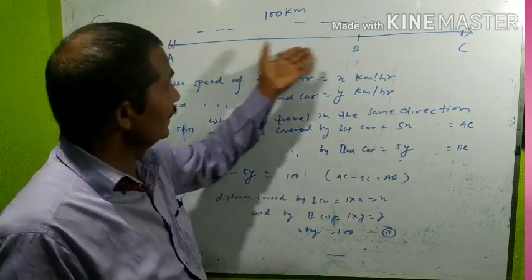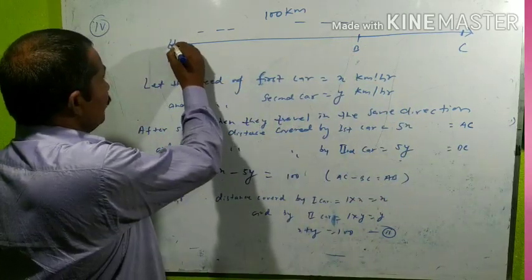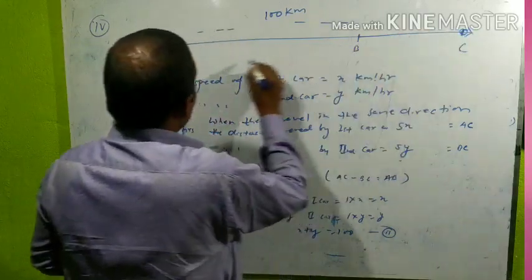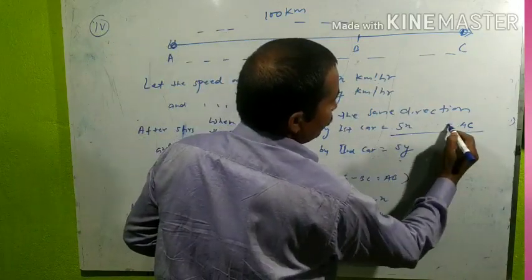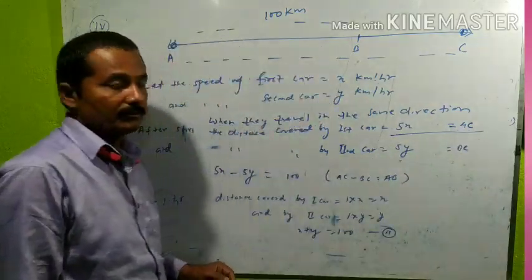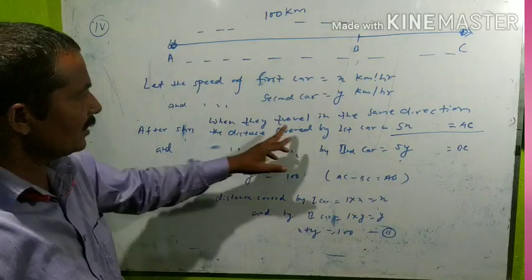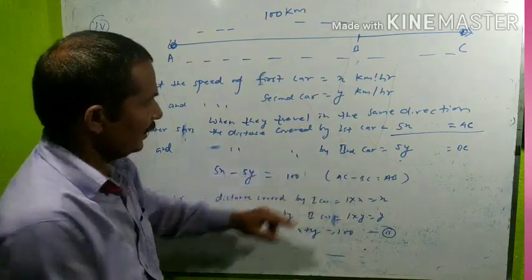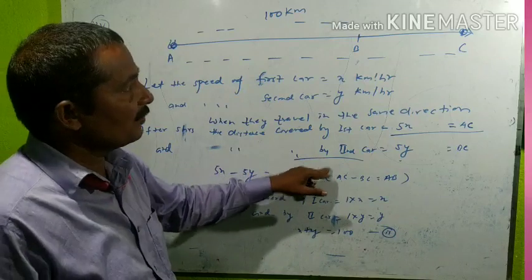But in this line you can write AC also, because car A starts from here and reaches C. So the total distance will be AC. I have written AC here, 5x is equal to AC. Similarly, after 5 hours, the distance covered by the second car. Look here now, second car.